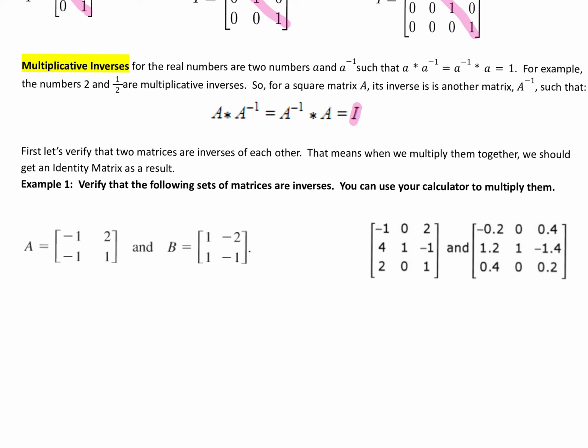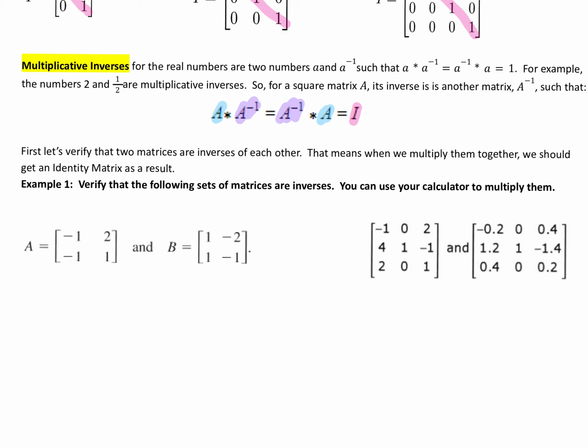And what we're doing here is we're taking some matrix A and multiplying it by its inverse. That's like 2 and 1/2, or 2/3 and 3/2, or something of that nature. And when we multiply them, we're always going to end up with just 1. Well, in the matrix world, that 1 is our identity matrix.